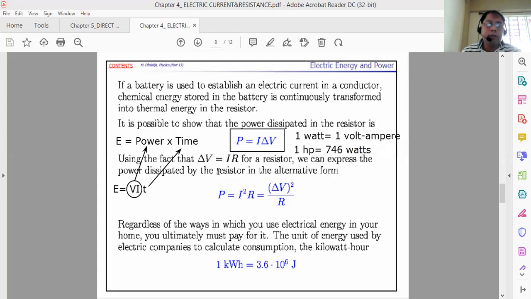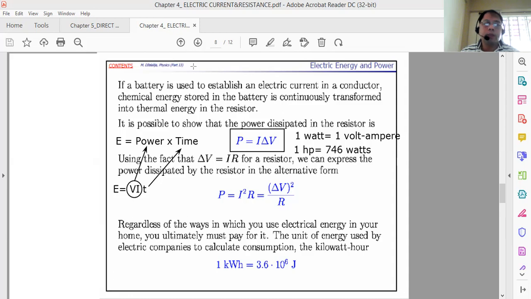Now we derive here power to be VI or I delta V. And if we go and use our expression, so we have an expression that is called our Ohm's law. And from our Ohm's law expression, we have V equals IR. This is our Ohm's law. And using this principle, we can have a value for V here.